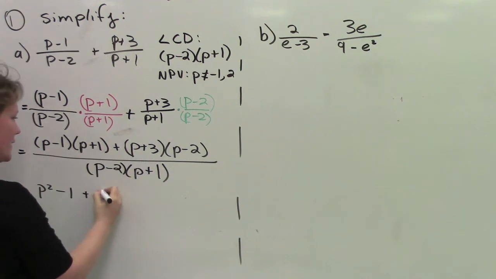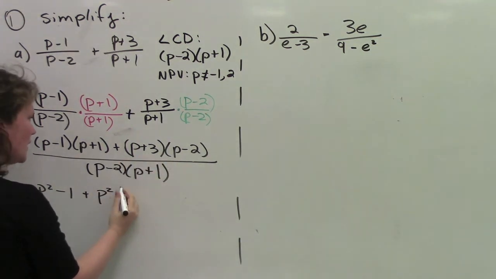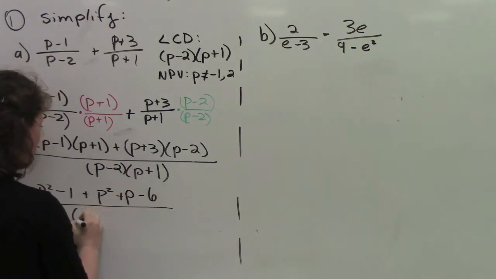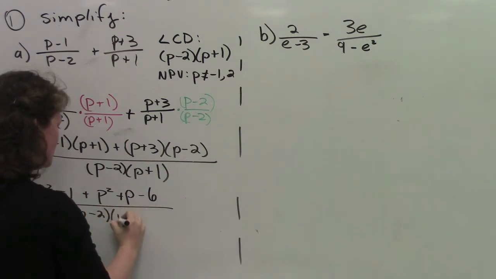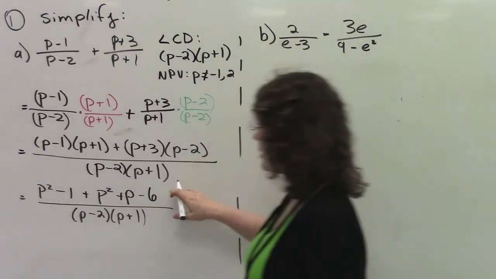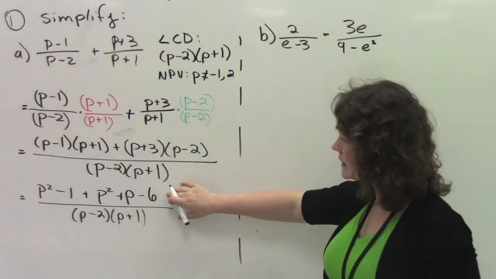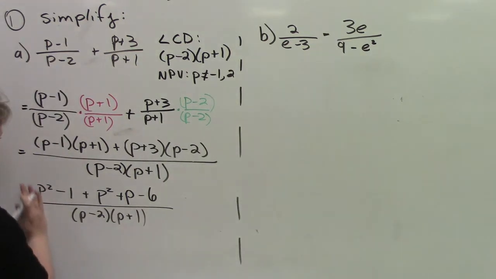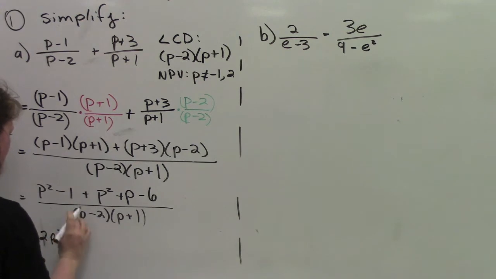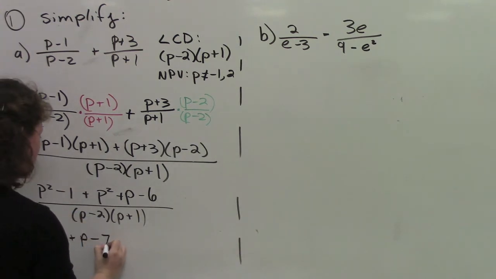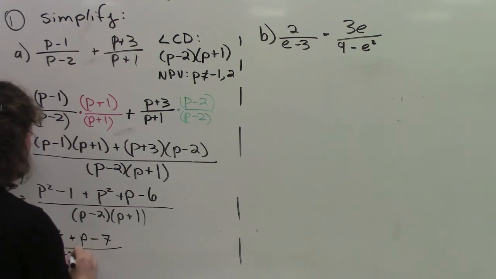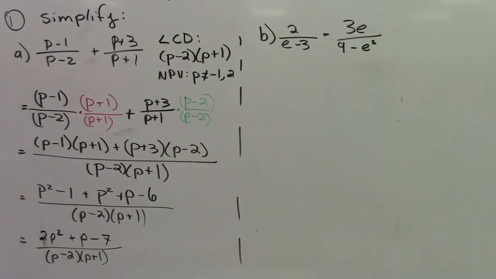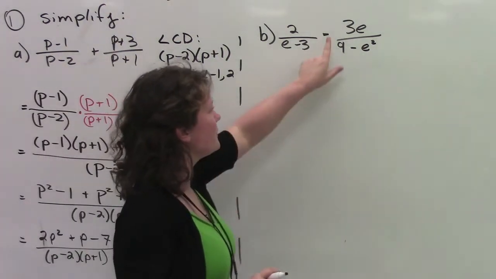So this is p squared plus p minus 6 all over p minus 2 p plus 1. Now what we want to do is collect like terms here. So we're going to have something that looks like 2p squared plus p minus 7 all over p minus 2 p plus 1. Let's move on to the next question.